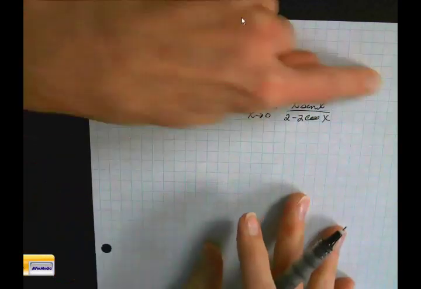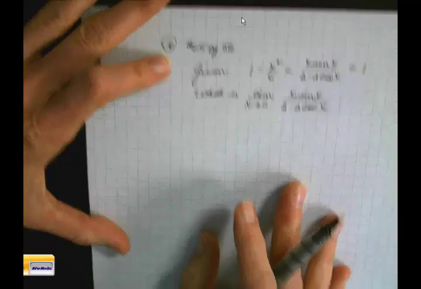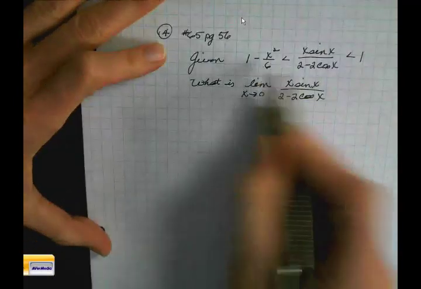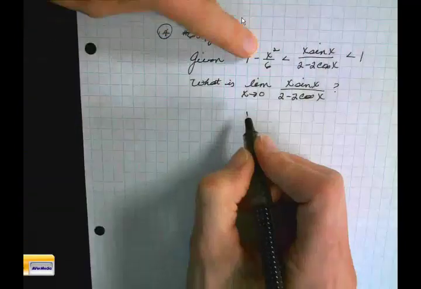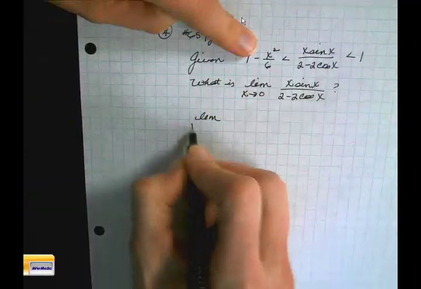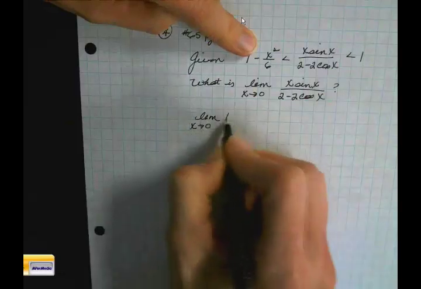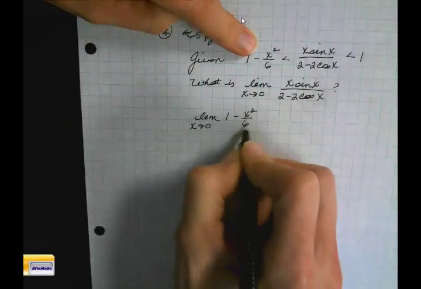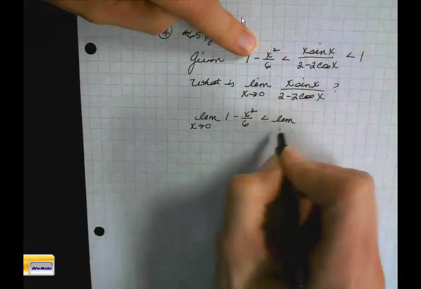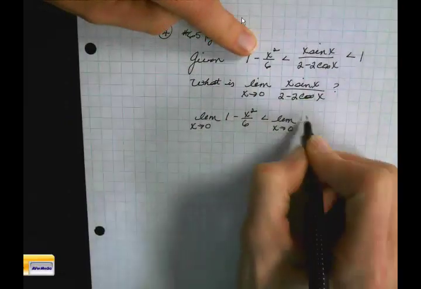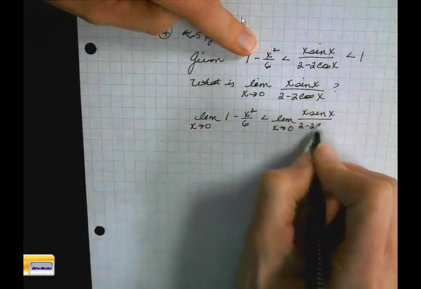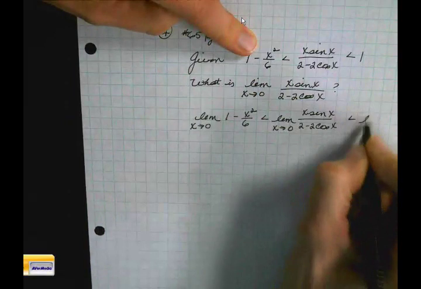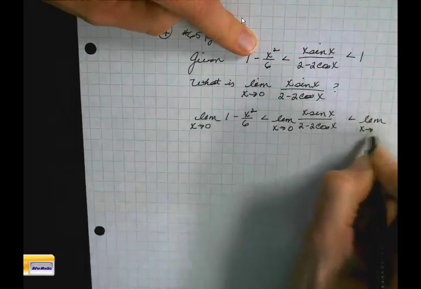But because of what they gave me, I can use this squeeze theorem and say, well, let me take the limit of all 3 parts of this string inequality, which means let's take the limit of the left, the limit as x is approaching 0 of 1 minus x squared over 6, the limit in the middle, which is really the question. What is the limit of that middle function? And then the limit of the constant on the end.